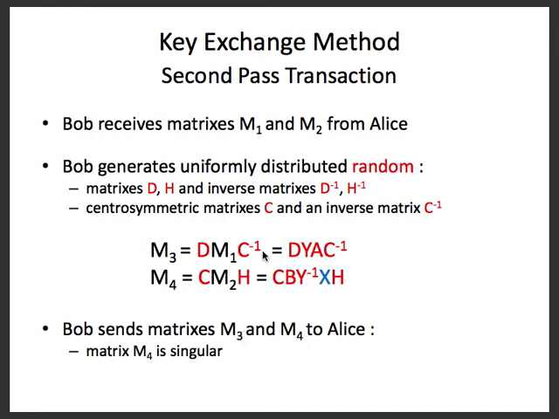What Bob does: he generates random matrix D, H, and centrosymmetric matrix C, and multiplies C from the left, the inverse matrix from the right, D, H, to close the envelope. Both matrices he covers with his envelope and sends back.